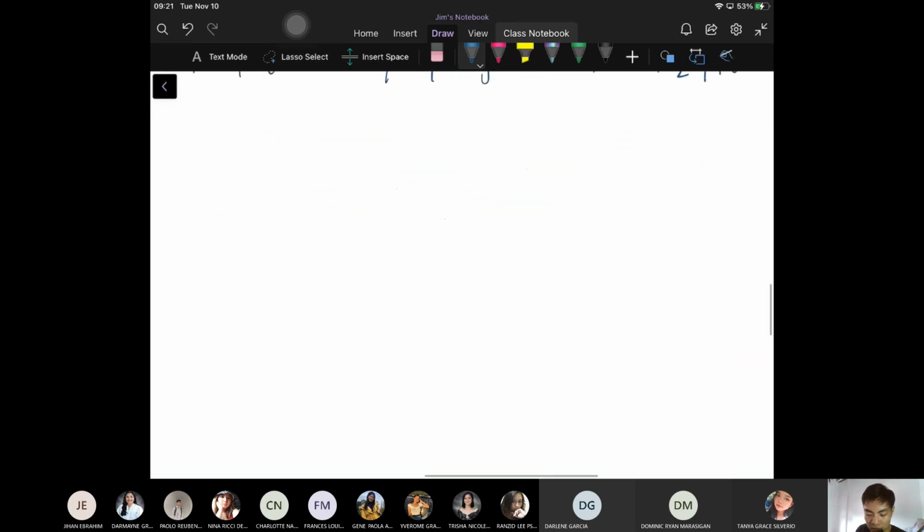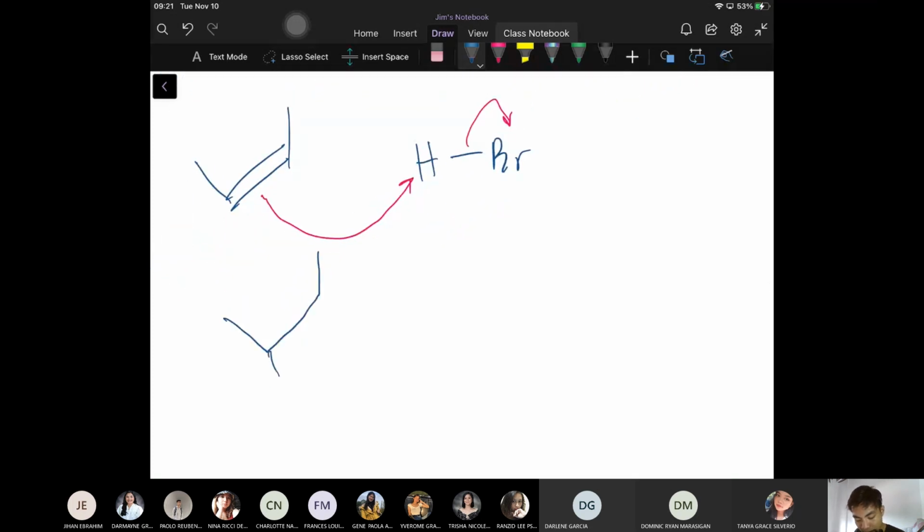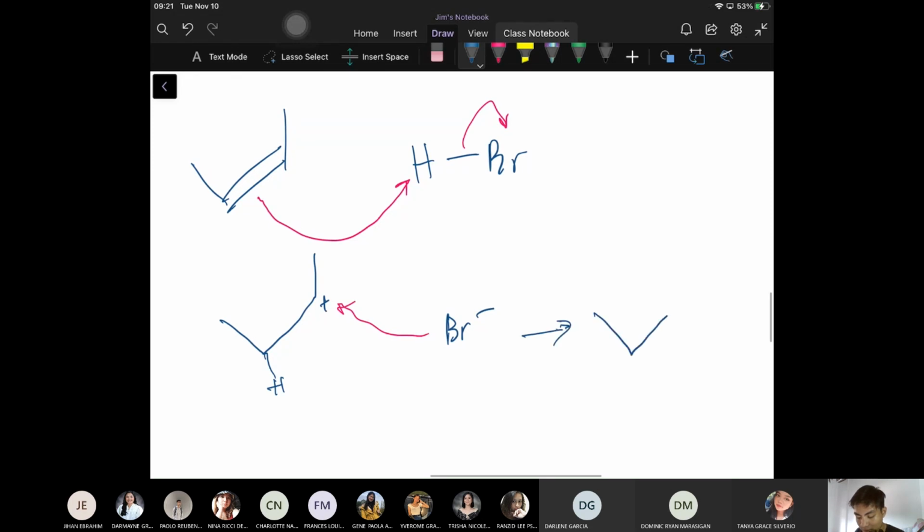Kung maalala nyo yung video, kung napanood nyo na, no? Ibang ginagawa ko doon is, kunwari, ganito. Sabi ko doon, yung double bond will attack the hydrogen. Okay? This bond will be given to bromine para magkaroon siya ng electron. So, that will give you this molecule. And may carbocation tayo dyan. Then your bromine will attack this one, giving you the final product, this, no? Diba ganun ginawa ko sa video? Ngayon, hindi ko gagawin yan.